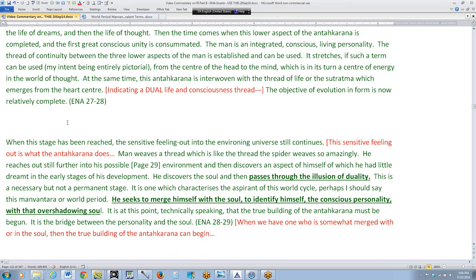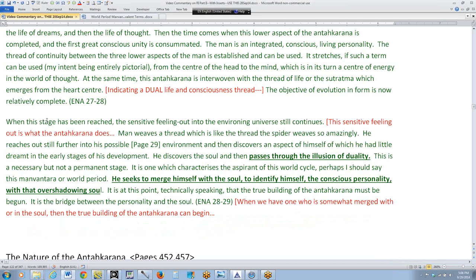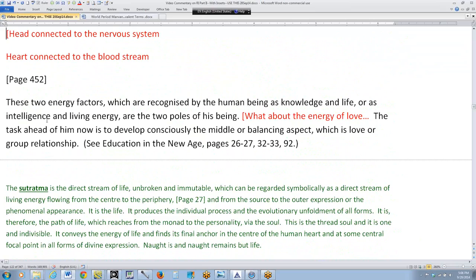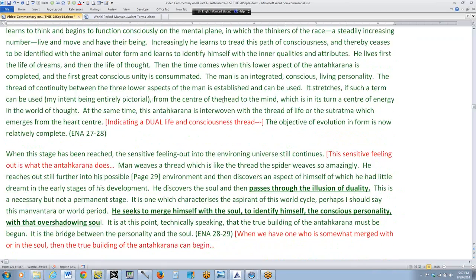Okay, that's been a little bit of a digression, but we want to make sure that we have brought in what was necessary from the earlier book. These two energies, which are recognized by the human being as knowledge and life, or as intelligence and living energy, are the two poles of his being. The task ahead of him now is to develop consciously the middle or balancing principle, the sort of neutral electricity, the solar fire, which is love or group relationship. And now I think we can go on with the text.